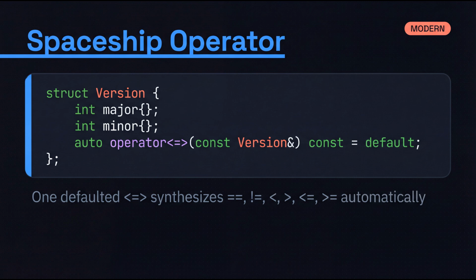That single defaulted operator synthesizes all 6 comparisons: equals, not equals, less than, greater than, less than or equal, greater than or equal. The compiler compares members in declaration order, major first, then minor. This removes the repetitive comparison boilerplate that every comparable struct used to require. If you need custom comparison logic, you can define the Spaceship operator manually instead of defaulting it.